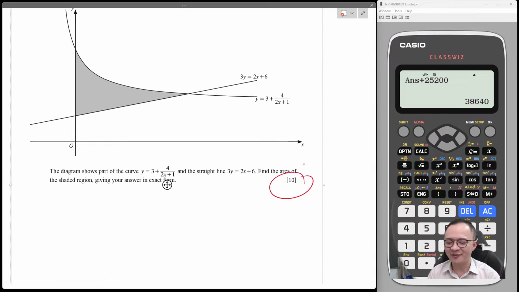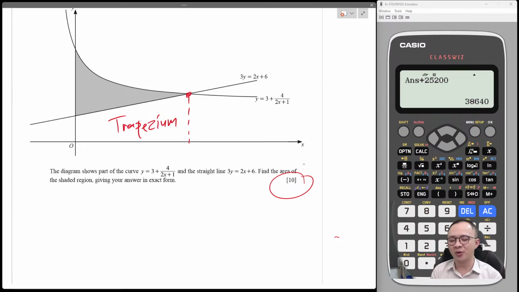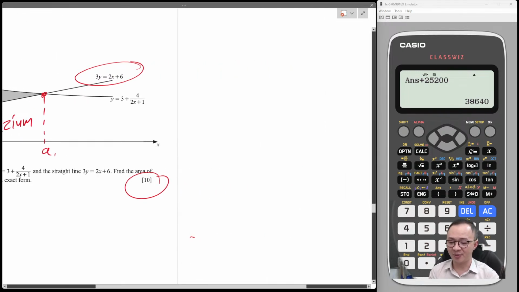Alright, 10 marks, find the area of the shaded region. Okay. So I should be able to see a trapezium here, right? If anyone cannot see the trapezium, you can do the trapezium formula if you want to. If you're lazy to do trapezium, you can also just integrate the straight line from 0 to the point A here. Okay, so right now I want to find point A, which is the intersection point.